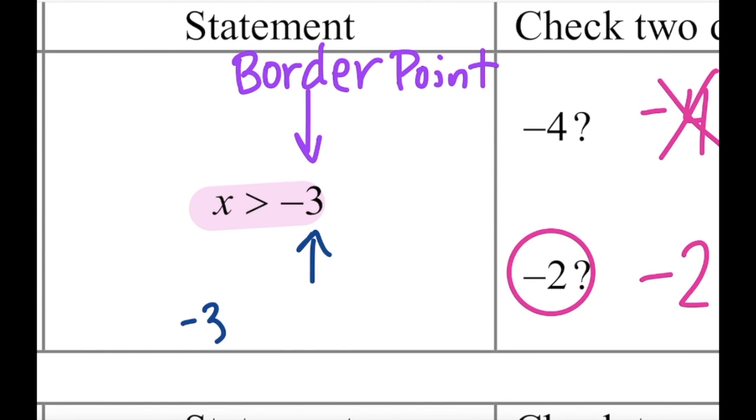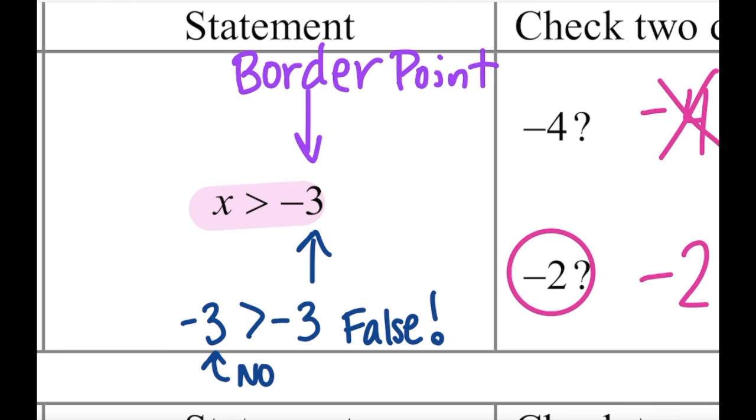Is negative 3 greater than negative 3? That is false, meaning negative 3 is not a solution and can't be included in our infinite solution set. So how do we do this in the graph?